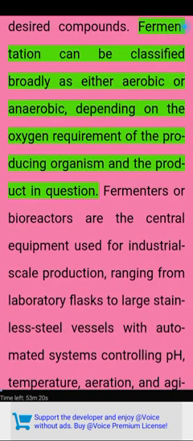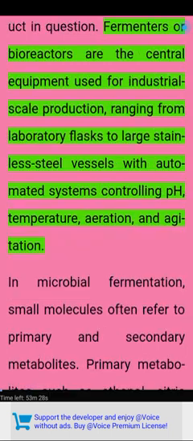Fermentation can be classified broadly as either aerobic or anaerobic, depending on the oxygen requirement of the producing organism and the product in question. Fermenters or bioreactors are the central equipment used for industrial-scale production, ranging from laboratory flasks to large stainless steel vessels with automated systems controlling pH, temperature, aeration, and agitation.